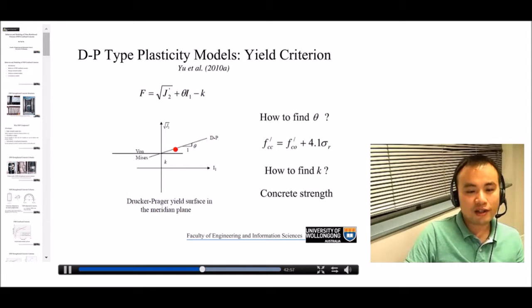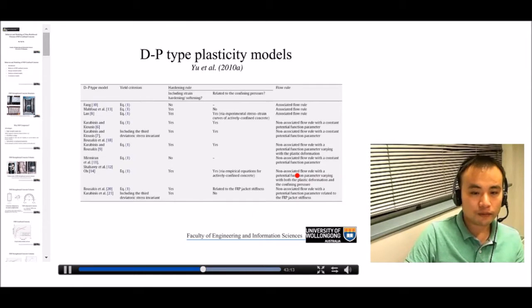And for the k value, it's basically the intercept with the vertical axis. So you can imagine it's a function of the concrete strength. For concrete with different strengths, you will have a different k. Again, for more details, please refer to my paper.